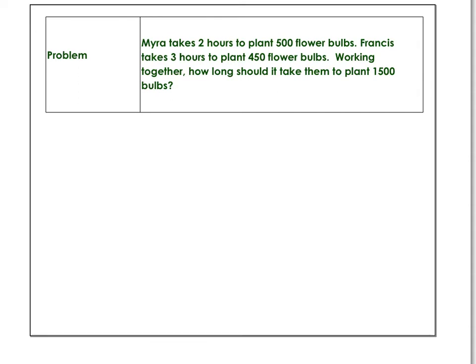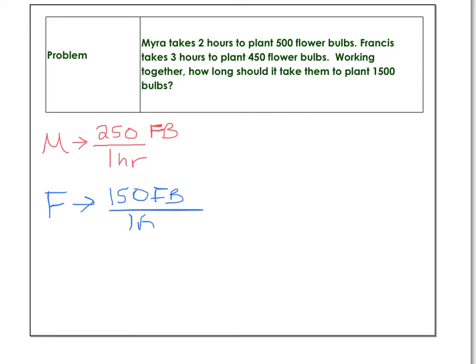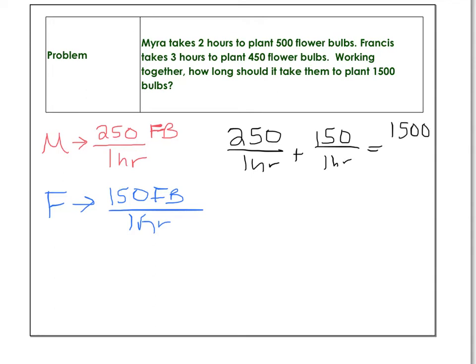All right, let's think about this. Myra, her rate, she can really do 250 flower bulbs in 1 hour. Okay? There's my little notation. And then we have Francis. He can really do 150 flower bulbs in 1 hour. Okay? So then together, 250 for Myra in 1 hour plus 150 in 1 hour equals, well, we're trying to figure out together how long is it going to take for them to do 1,500.